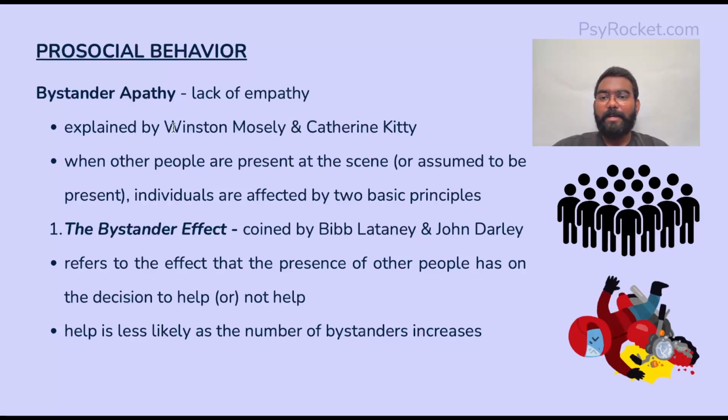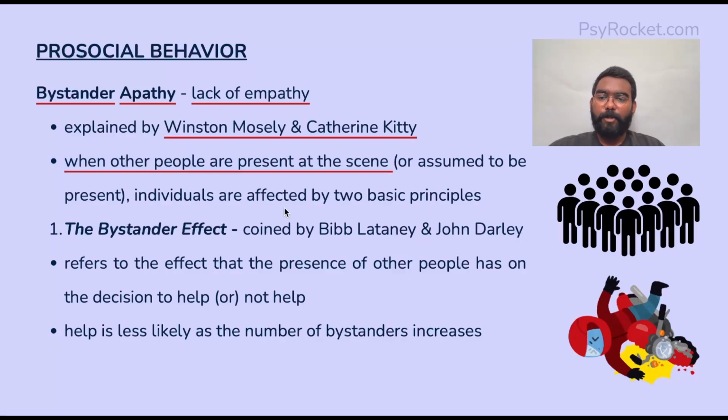Why does this happen? It is explained by Winston Moseley and Catherine Kitty as bystander apathy. Apathy is nothing but a lack of empathy, and the person who is beside that particular incident, who is witnessing that incident, is called a bystander. When other people are present at the scene or assumed to be present, individuals are affected by two basic principles. What are they? The first one is the bystander effect, which is given by Bibb Latané and John Darley. I don't know if I am pronouncing those names right.